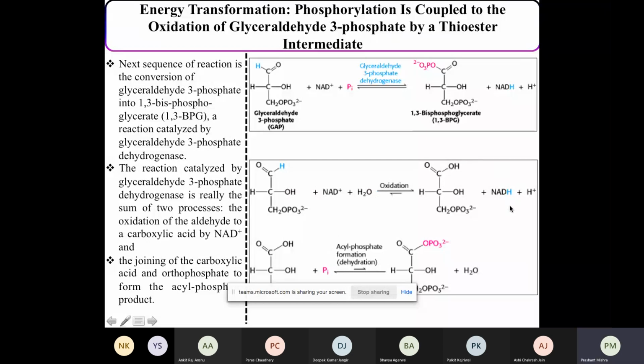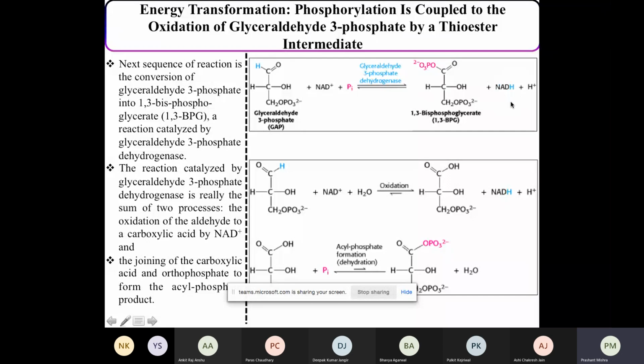And let us see, I will explain the mechanism also. So first step, your NADH has been formed. Second step is where phosphorylation occurs. You have 3-phosphoglyceric acid, which reacts with inorganic phosphate, and you get 1,3-bisphosphoglycerate. So third position, one phosphate group has been attached. So at the end of the reaction, you have an oxidation reaction, and you have production of NADH.